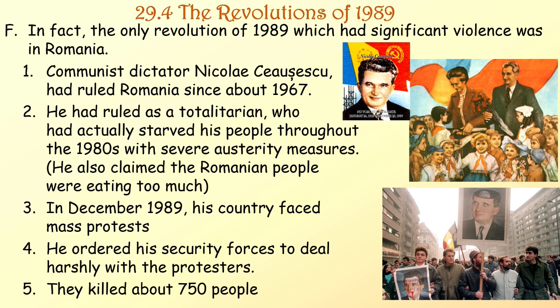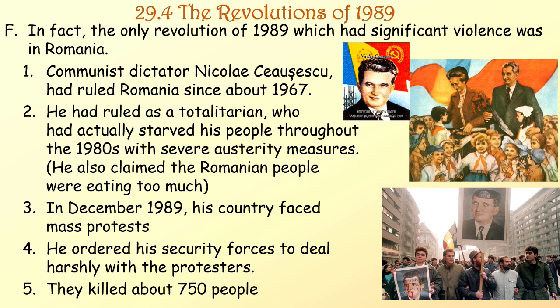In fact, the only revolution of 1989 which had significant violence was in Romania. Communist dictator Nicolae Ceaușescu had ruled Romania since about 1967. He had ruled as a totalitarian who had actually starved his people throughout the 1980s with severe austerity measures. He claimed the Romanian people were eating too much.